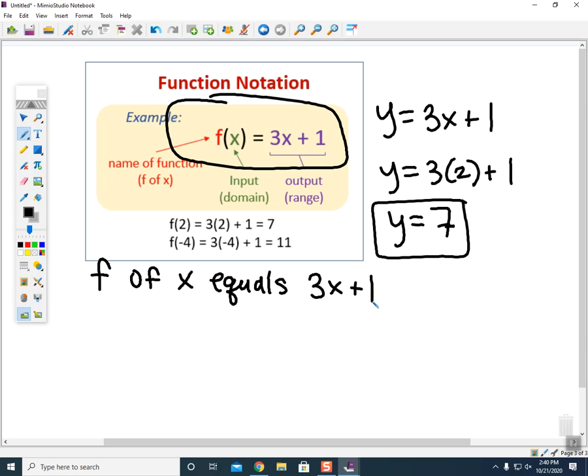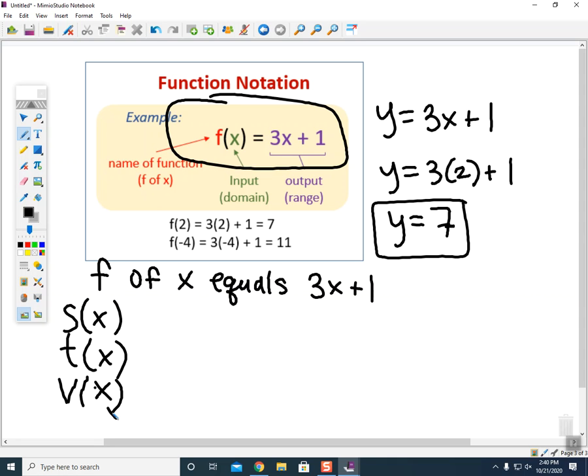But the letter before my x in parentheses really doesn't matter because I'm just naming my function something. So you might also see s of x. You might see t of x. You might see, I don't know, v of x. I can pick any letter to come before my x, and I'm just naming my function that.